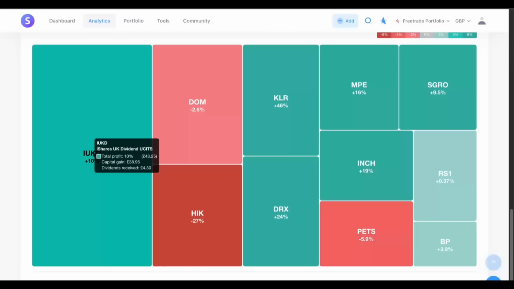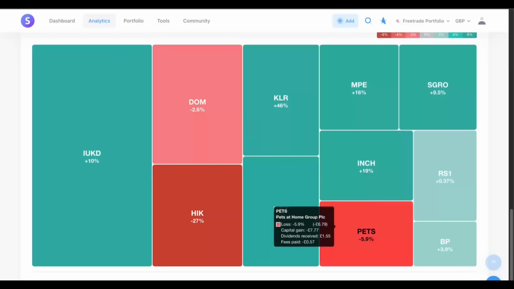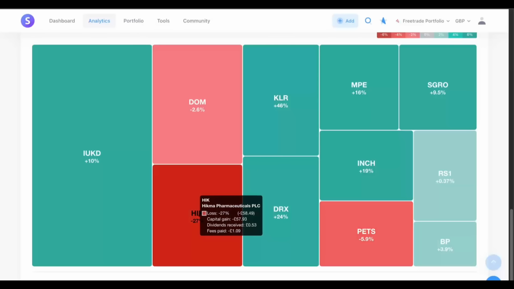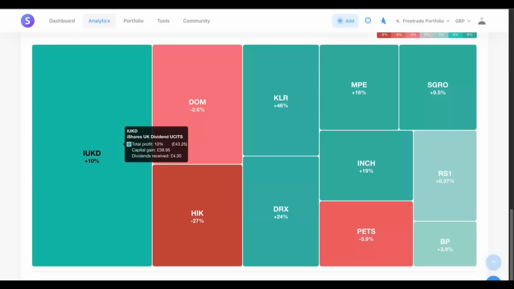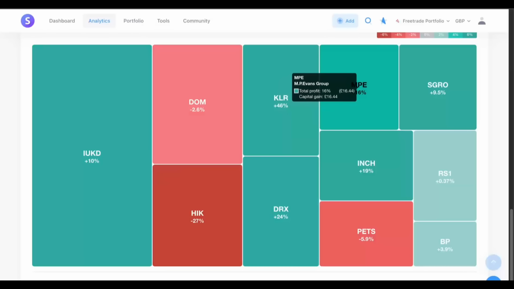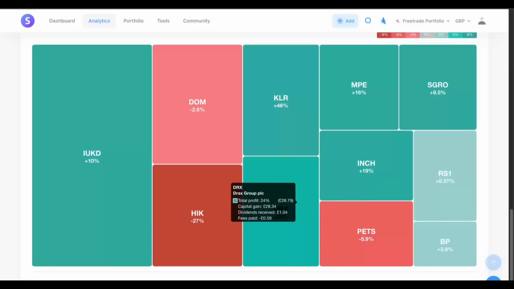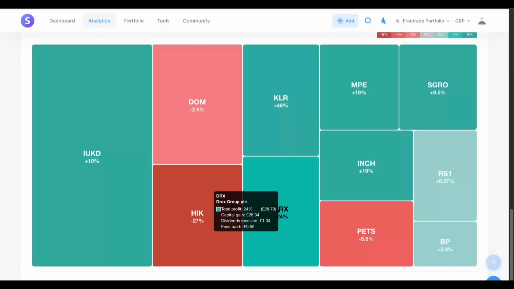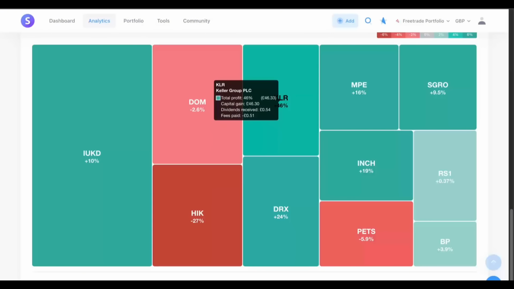And if we zoom out and look at when we first started investing back in August, we can see that I have 3 stocks in the red, but one of them lagging quite far behind, which is the same one stock that performed poorly last month, which is Hikma Pharmaceuticals. But we do have some really strong performers, with our ETF IUKD being up 10%. We've got MP Evans up 16%, Inchcape up 19%, Drax Group up 24%, and Keller Group out in front by quite a big margin, being up 46%.